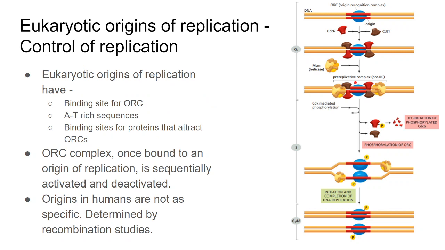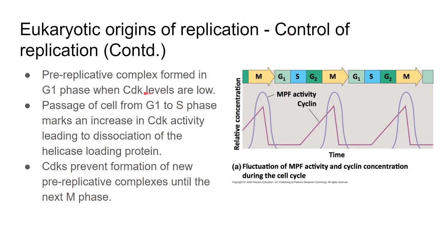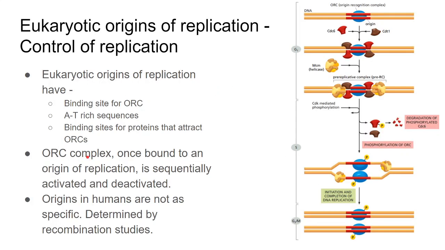This occurs in the G1 phase. In the G1 phase, you have the making of the pre-RC. When the CDK levels are low, the cell is in G1. So these are the phases of mitosis. Passage of cell from the G1 to S phase marks an increase in CDK activity. So if you notice, this is the graph for cyclins, and it's increasing once you move from G1 to S. In G1 phase, it's almost negligible, and the increase leads to the dissociation of the helicase loading protein. In the G1 phase, you have the pre-replicative complex. The helicase is still inactive.